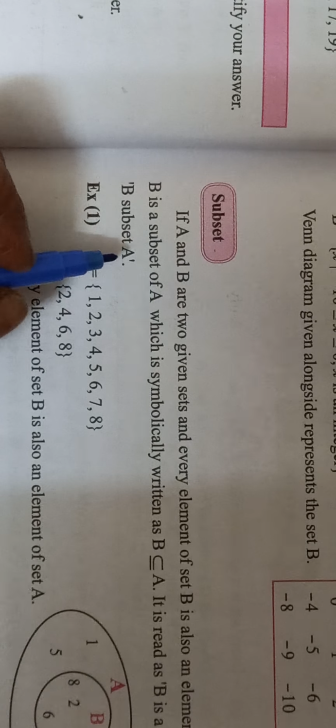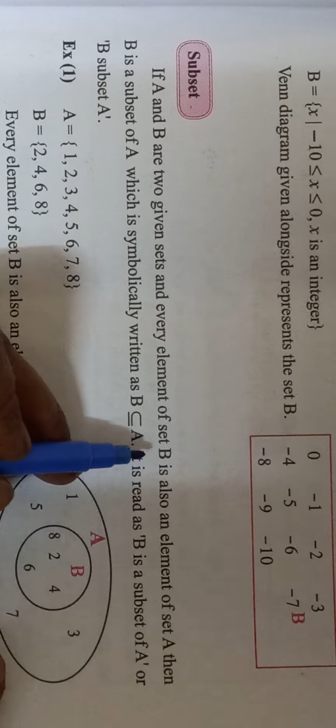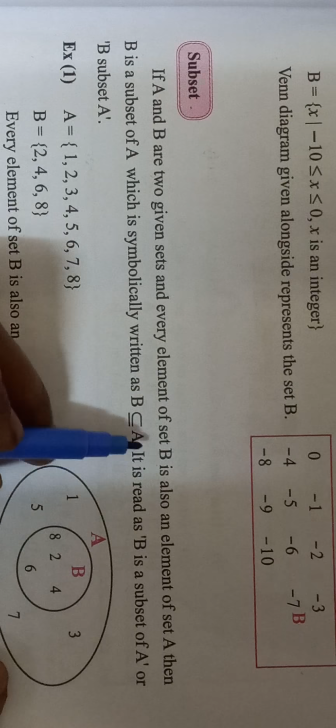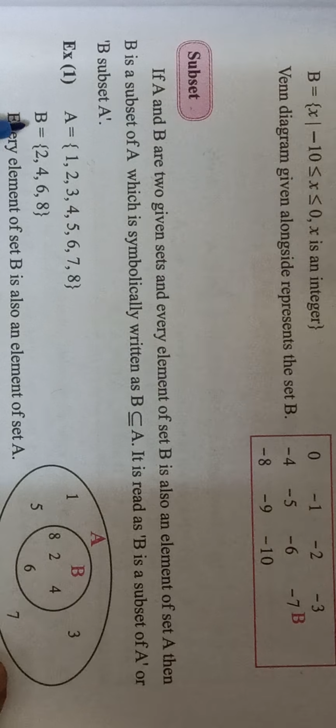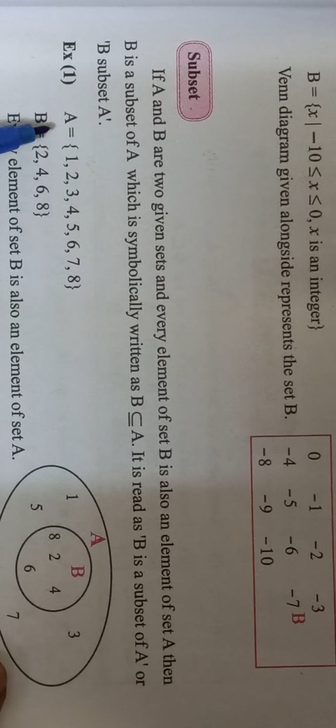Here, when we were talking about subsets, if set B is a subset of A, then every element of set B should be present in set A. So here we took B as 2, 4, 6, 8. Every element of set B, 2, 4, 6, 8, is present in set A. See, 2, 4, 6, 8 is there in set A. So set B is a subset of A.